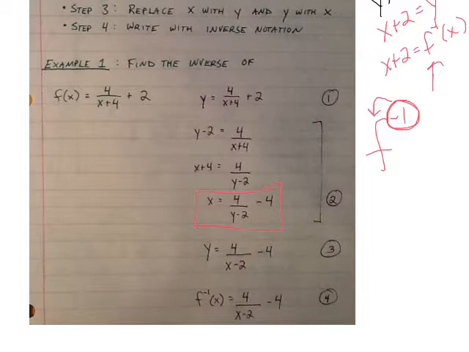So I do step 3, which is replace x with y and y with x. Those two switch places, and you get what looks like the inverse, and then you write it with inverse notation. So now we have found the inverse of this function.